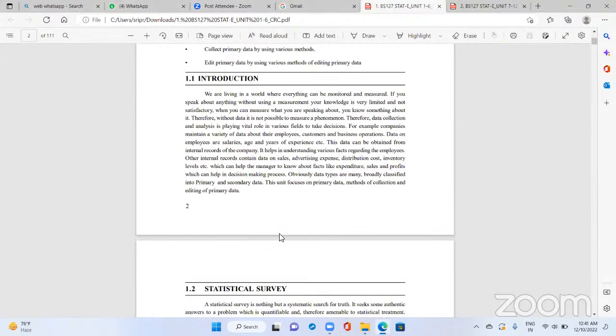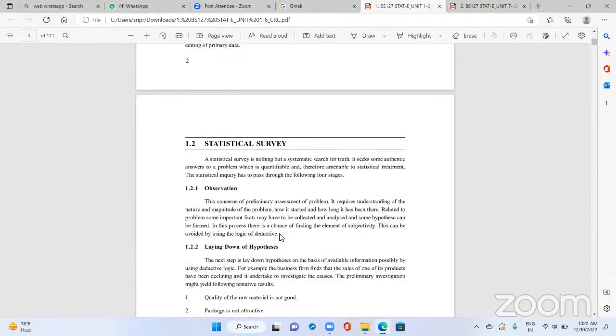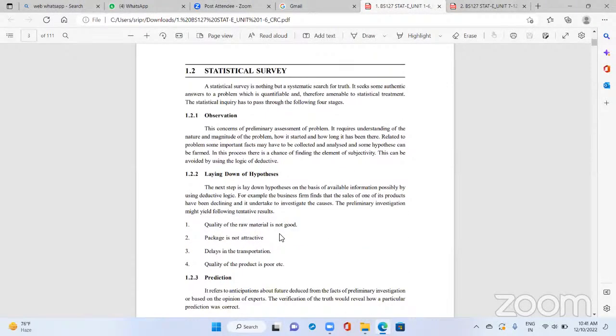So, first of all, statistical survey. A statistical survey is nothing but a systematic search for truth. It seeks some arithmetic answers to a problem which is quantifiable and therefore amenable to statistical treatment. The statistical inquiry has to pass through the following 4 stages. The first one is observation. So you can observe the values.